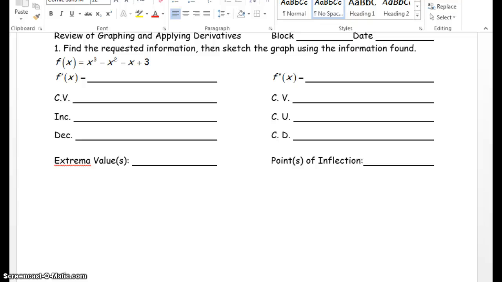This is Unit 4, review number 2. This is technically 4.9 on my website. All right, so problem number 1 here. You are asked to graph this based off some information. So first I have to find the information.